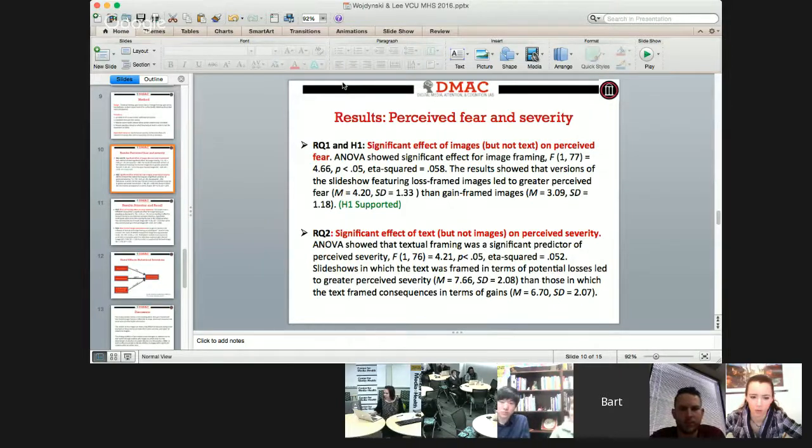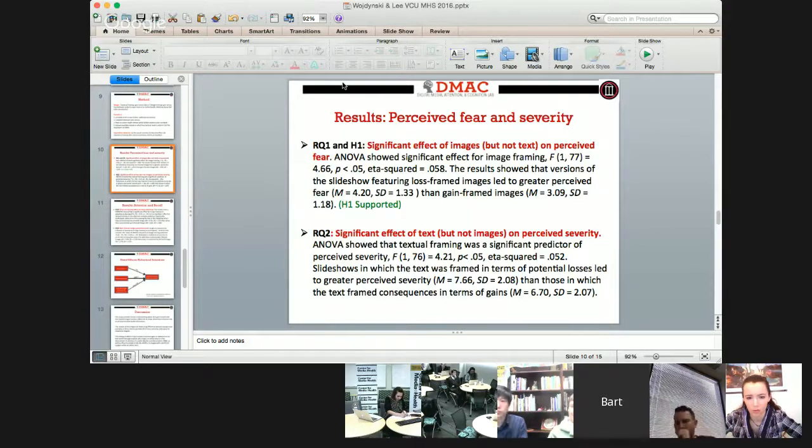Our first research question, and also our only hypothesis, had to do with the effects of images on perceived fear. Our hypothesis was supported: image framing had a significant effect on participants' reported level of perceived fear, so that people who saw loss-framed images reported being more fearful of the consequences of diet soda consumption than people who saw gain-framed images. The effect of text was not significant. It approached significance, also with loss framing being higher, at around p equals 0.10. So images but not text affected perceived fear.